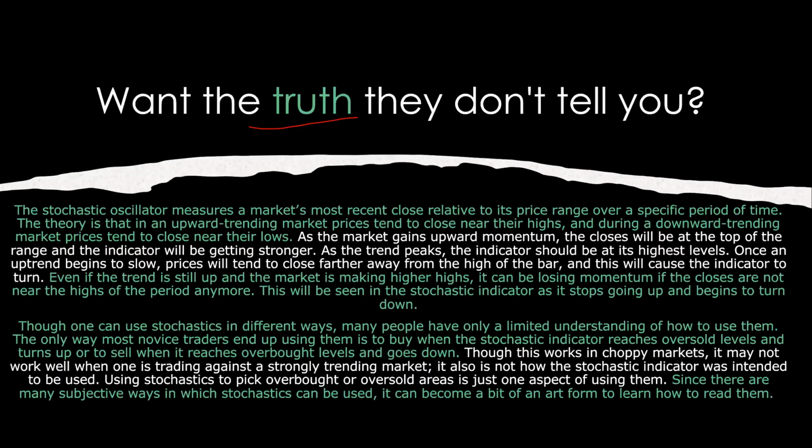Though one can use stochastics in different ways, many people have only limited understanding of how to use them. The most novice trader way is to buy when the stochastic indicator reaches oversold, and vice versa. Though this works in choppy markets, it may not work well when one is trading against a strongly trending market like the bull market we're in right now. Since there are many subjective ways in which stochastics can be used, it becomes a bit of an art form to read this in many ways.